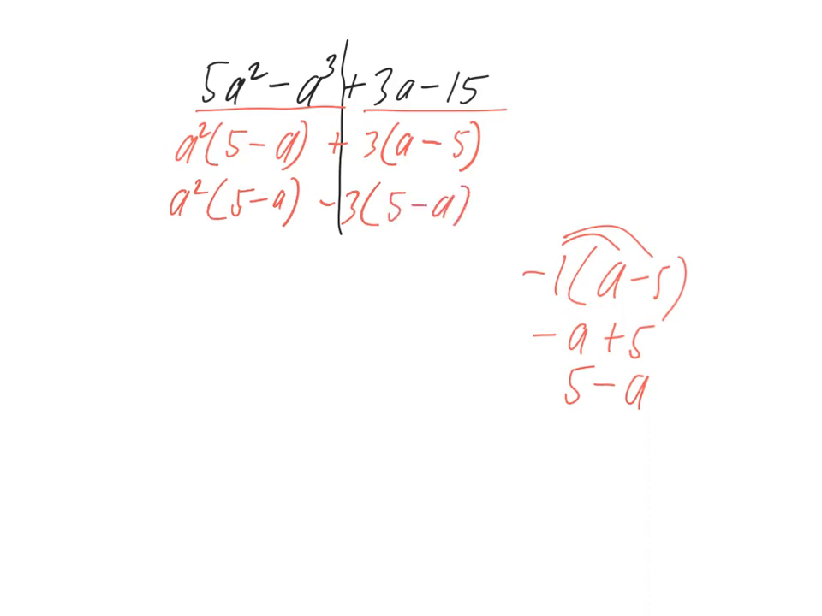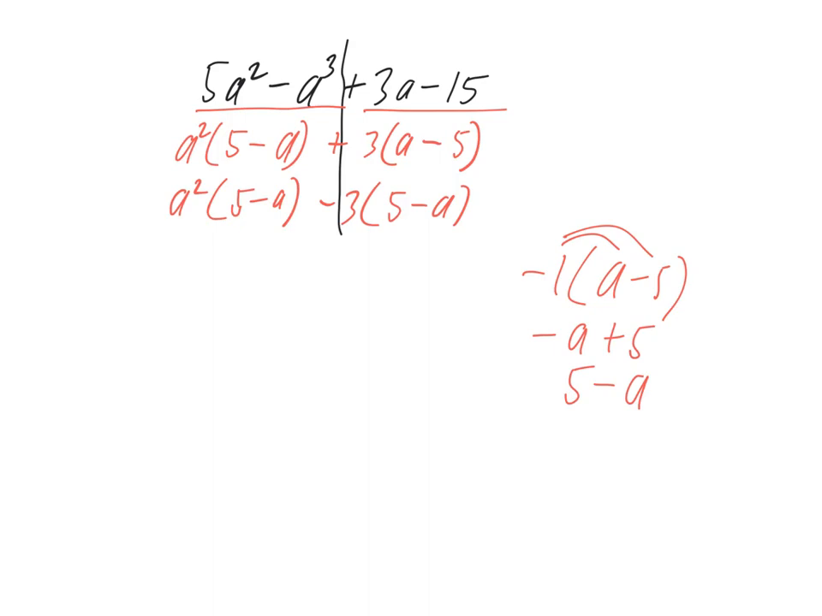And if you don't believe that, or you're not sure that that makes sense or is legal, if you look at just this part right here, if you multiply that out, -3 times 5 is -15, and -3 times -a is positive 3a, or 3a minus 15, which is in fact equal to what I started with on the right side. And so it's a perfectly legal move, something we'll use a lot, factoring out a negative.